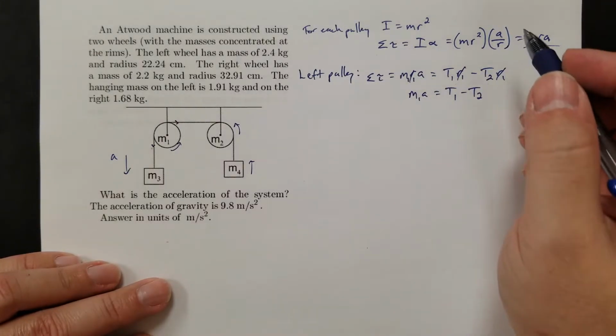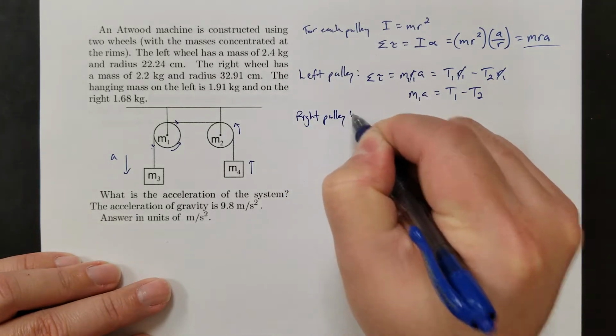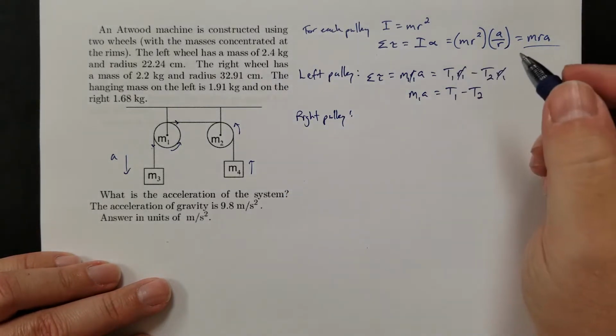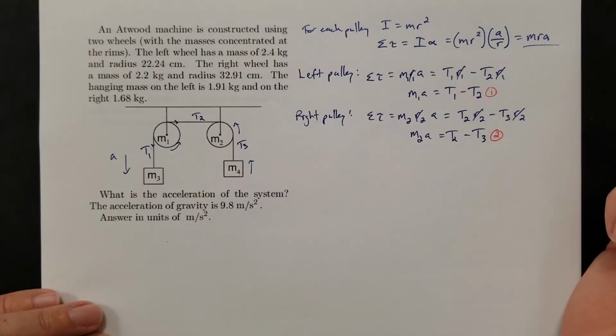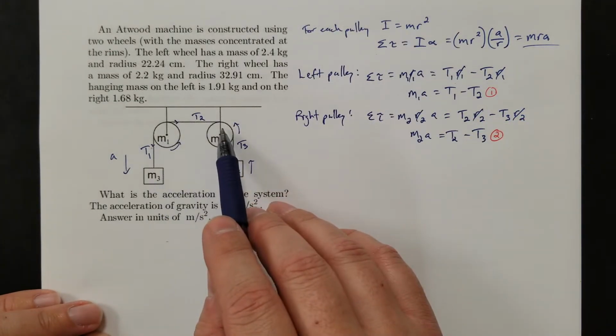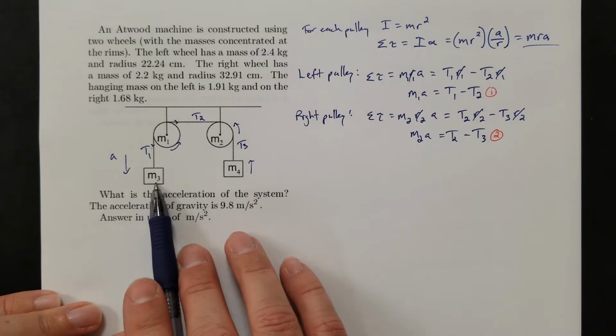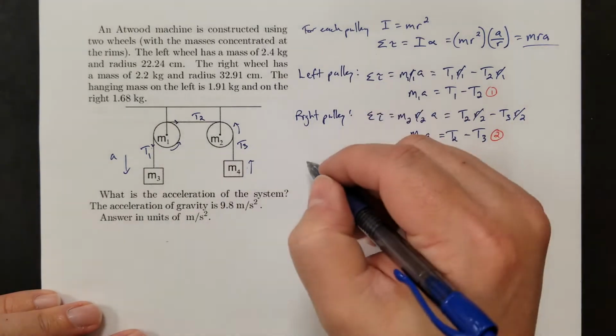And now I'm going to do the right pulley. Same concept, I'm going to write out the right pulley. Okay, so I've got two equations. I did one for the left pulley, one for the right pulley. Now let's go do Newton's laws to these two blocks.